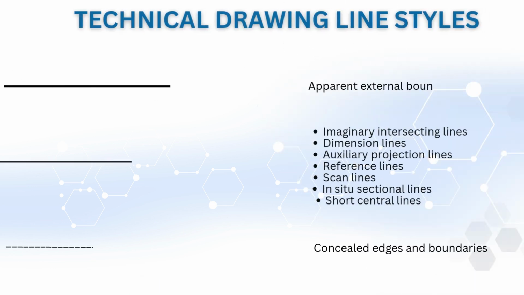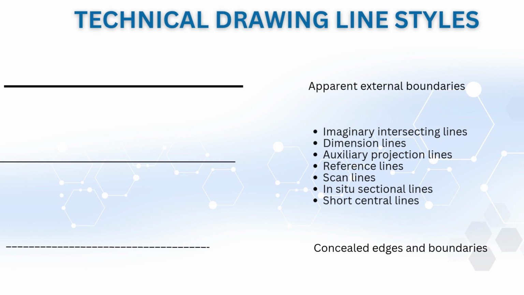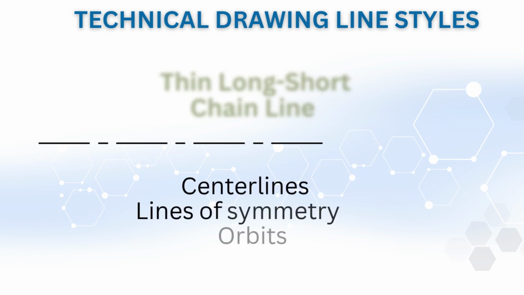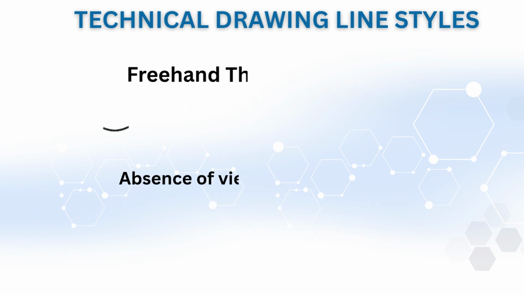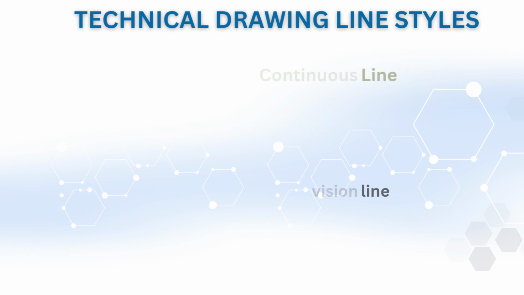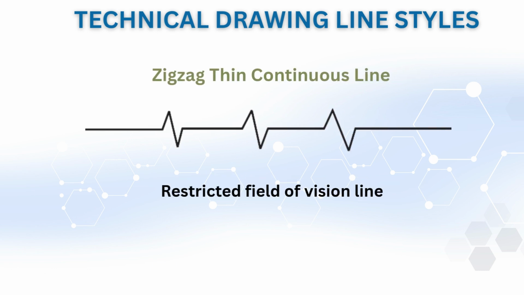In technical drawing, lines of different types and thicknesses are used to represent the various features of objects. These lines are as follows: thick continuous line, thin continuous line, dashed line, thin long short chain line, thin chain line with thick ends at direction changes, freehand thin continuous line, and zigzag thin continuous line.